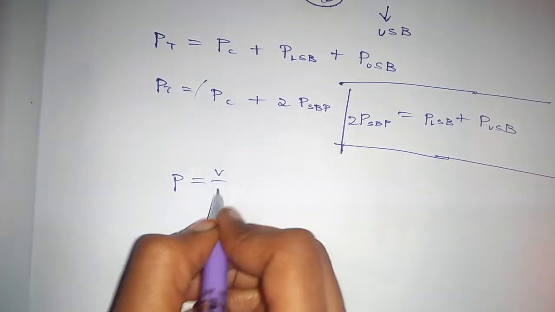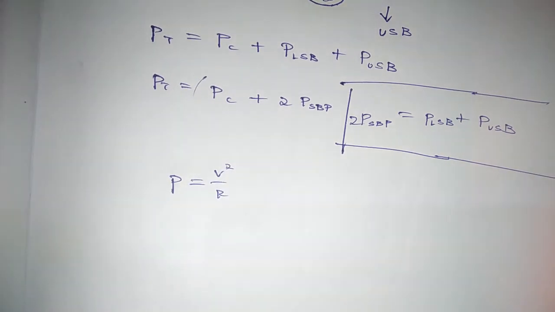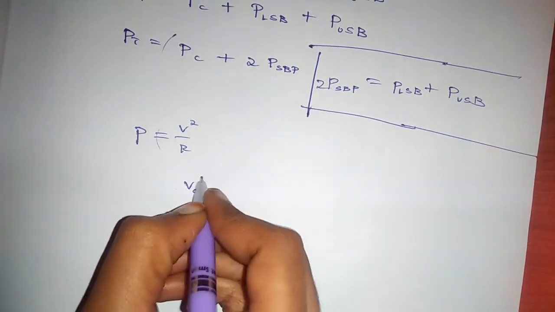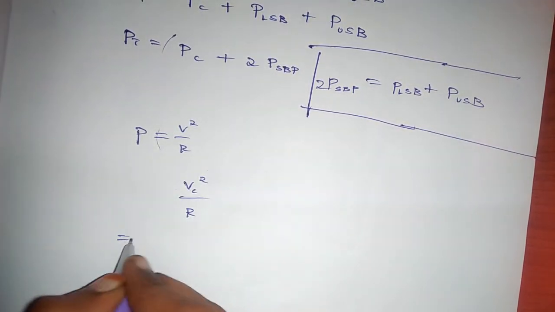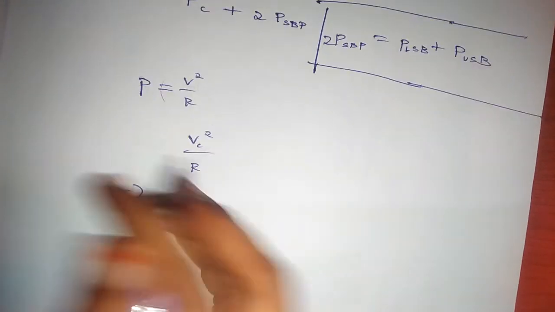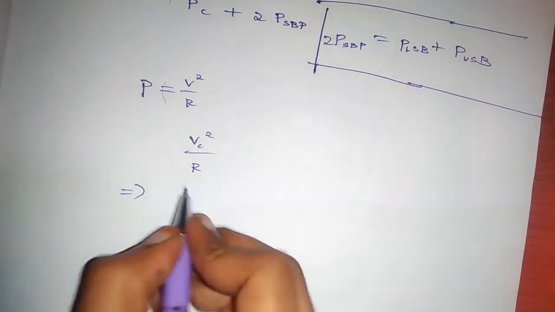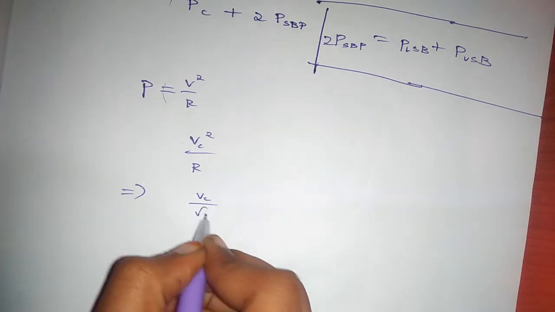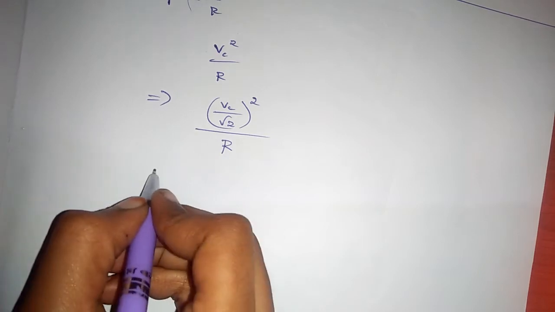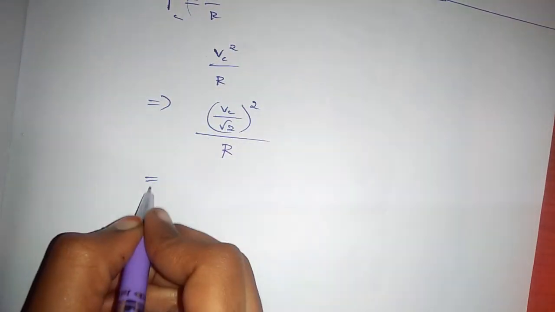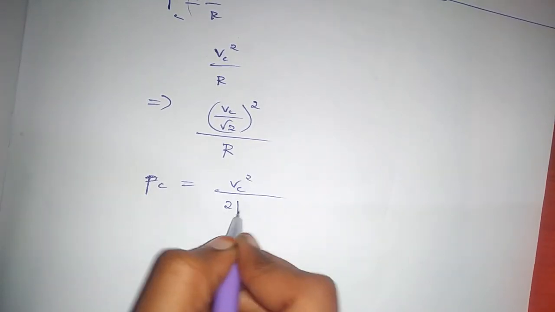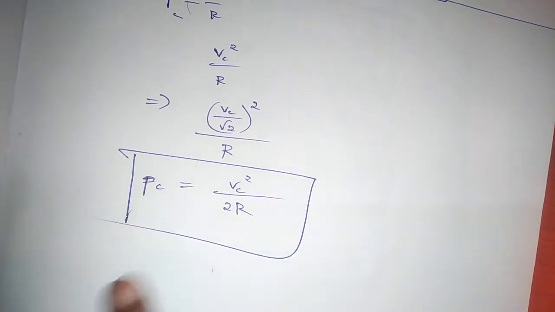Now, what is the equation for power? P = V square by R. What is the voltage that we have here? Vc square by R, but we want to get the power in RMS. How do we represent RMS? V by root 2. So the voltage here is Vc by root 2, whole square, by R. Then the carrier power Pc = Vc square by 2R.